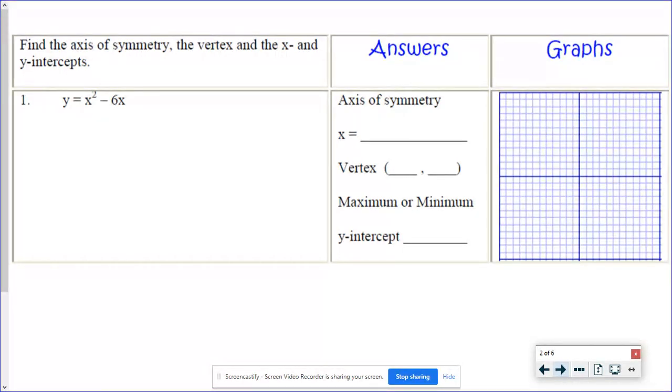So here's number one from your worksheet. If you remember from our previous lesson, when we find the axis of symmetry, the equation for that is x equals the opposite of b over 2a. Once we know that axis of symmetry, then we can use that x value to also find the y value for the vertex, and then we'll find the x and the y intercepts from the graph.